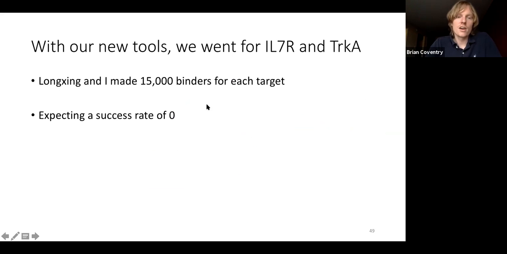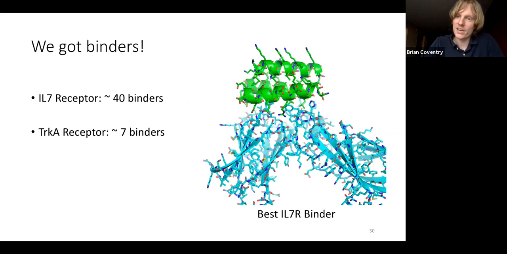And so Longxing and I, we made 15,000 binders for each target. And we're expecting a success rate of 0. I didn't think this was ever going to work, but miraculously we got binders. And so for IL-7 receptor, we got 40 binders, and for TRK, we got 7. Now 40 out of 15,000 is not great, but it's something. The cycle of engineering is going to start now. And here's an example of the best one we found. I think this was like 10-ish nanomolar. I don't think this is the crystal, but there is a crystal of it and it matches. I have a slide on that later.